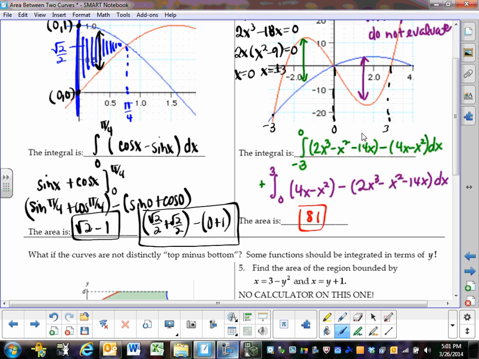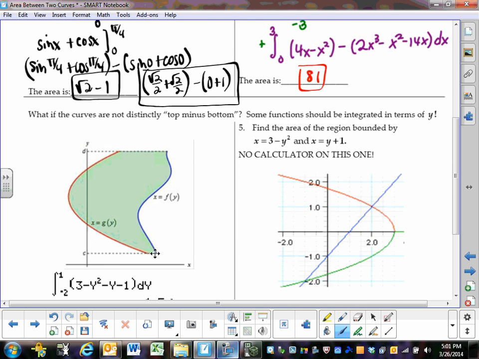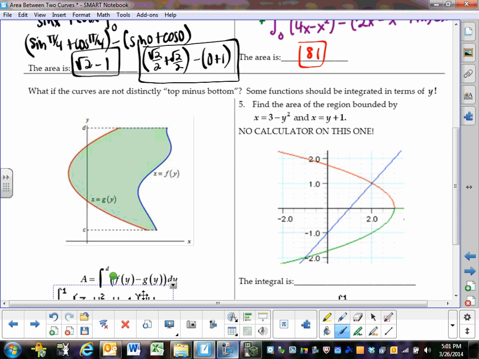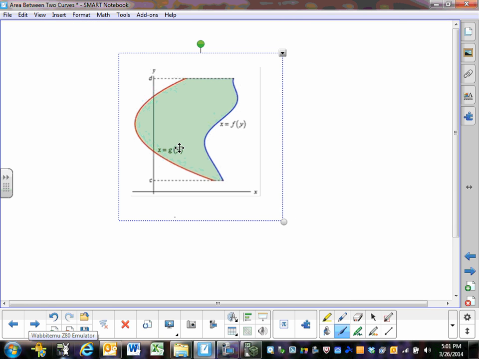Okay, now we also have situations where the curves are not distinctly on top of each other. So in a situation like this, where we have the function that's in terms of y instead of x, especially the y squared equation. What you want to think of is that if you had this function, you want to think about it being turned over, because before we were doing upper minus lower dx because we had a top y minus the bottom y.